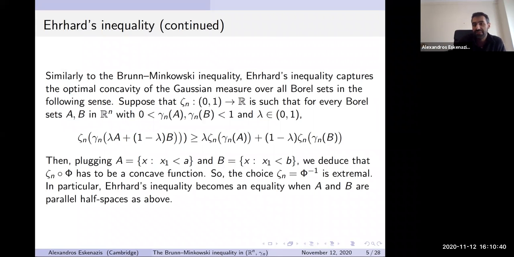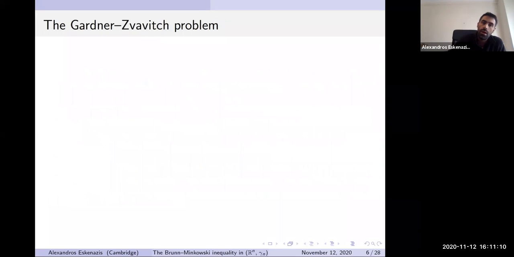This also emphasizes the fact that Ehrhard's inequality has a bunch of non-trivial equality cases, which are sets of this form. Now, in contrast to the Brunn-Minkowski inequality, the equality cases of Ehrhard were actually a big open problem that was resolved only a few years ago by Shenfeld and van Handel, at least when one is interested in Borel sets and not just convex. Are there any questions about Ehrhard, by the way?